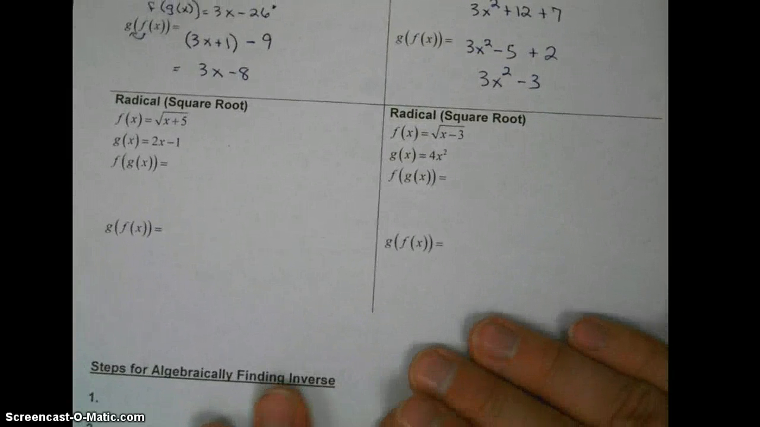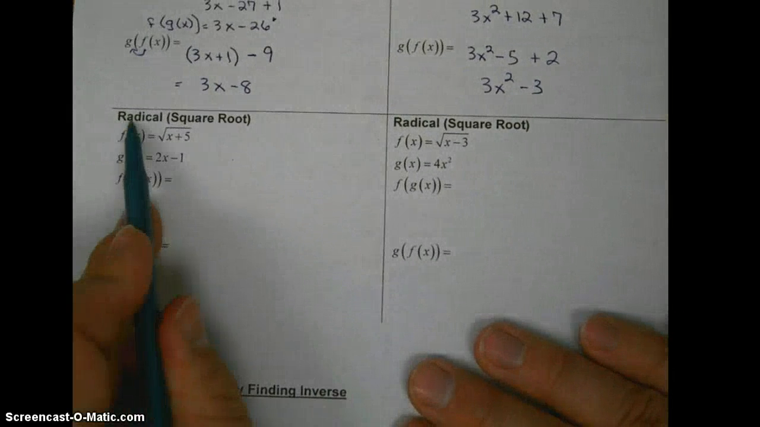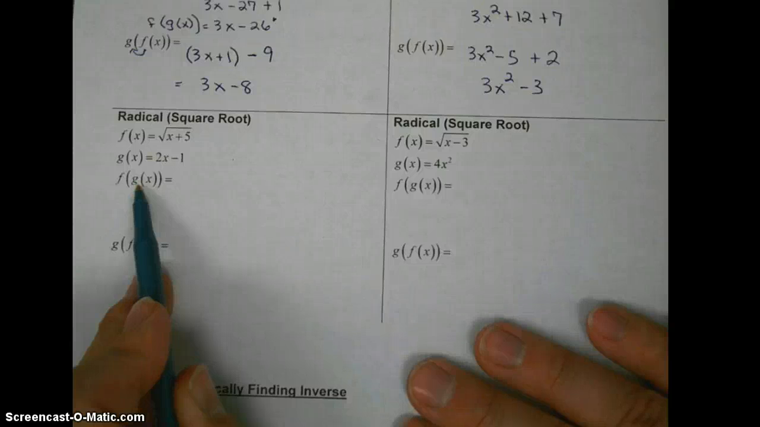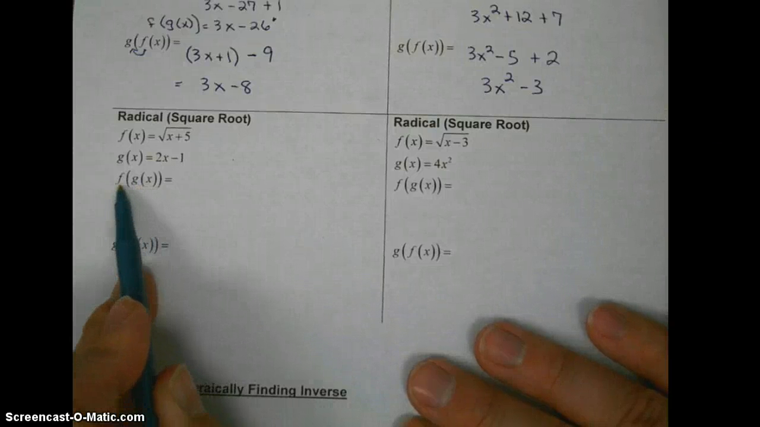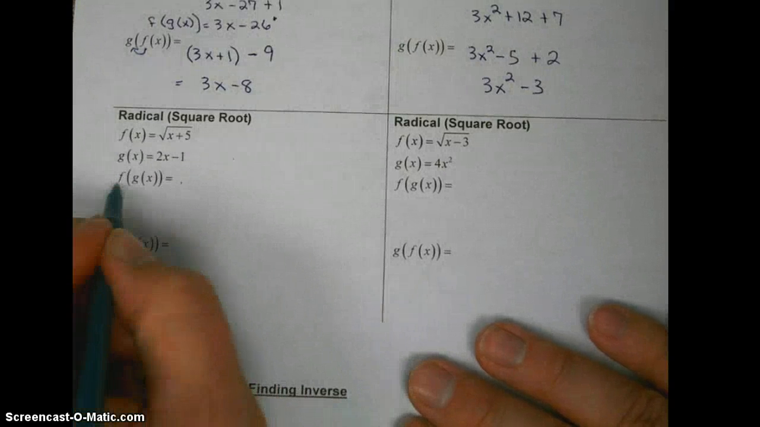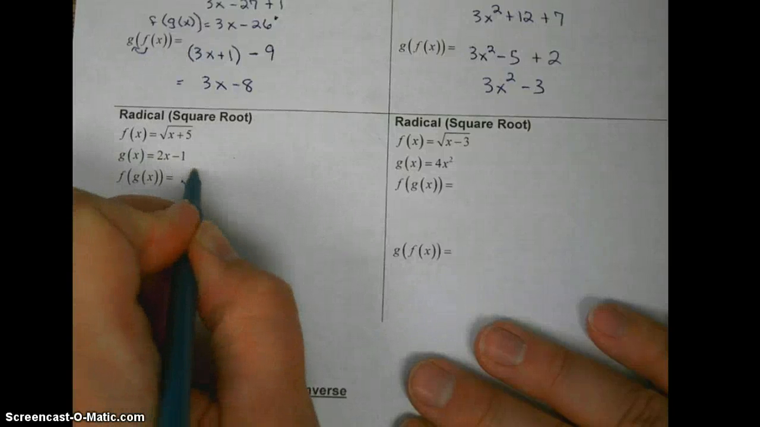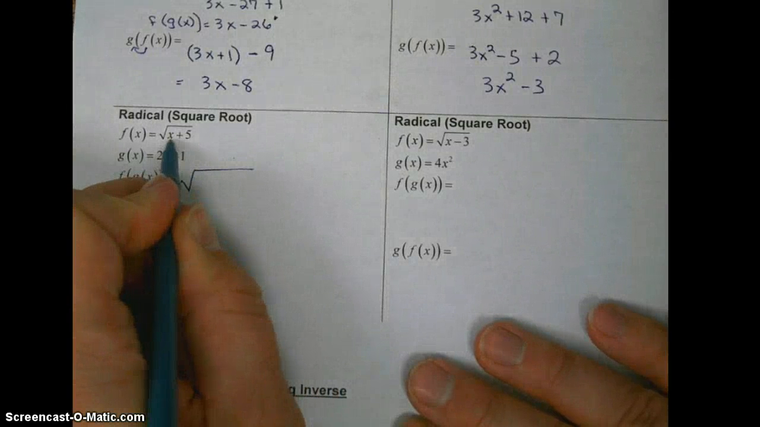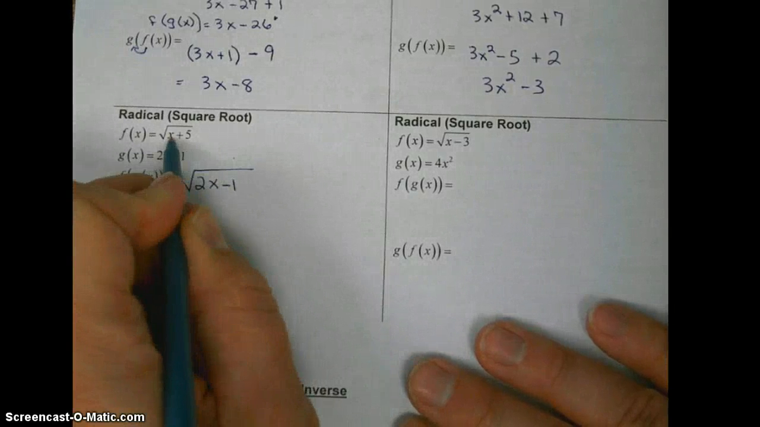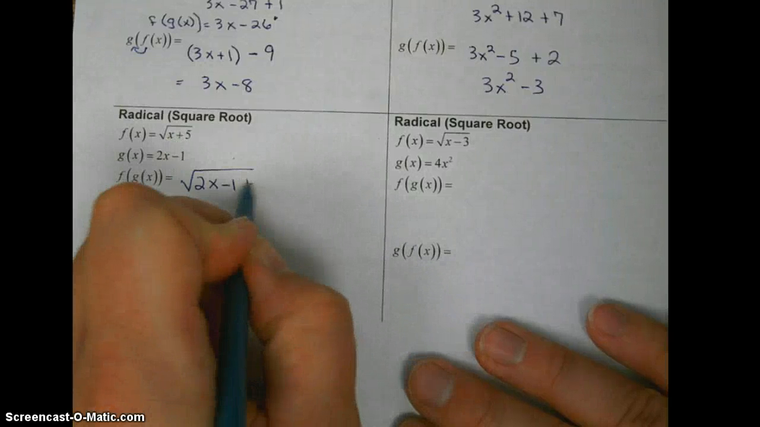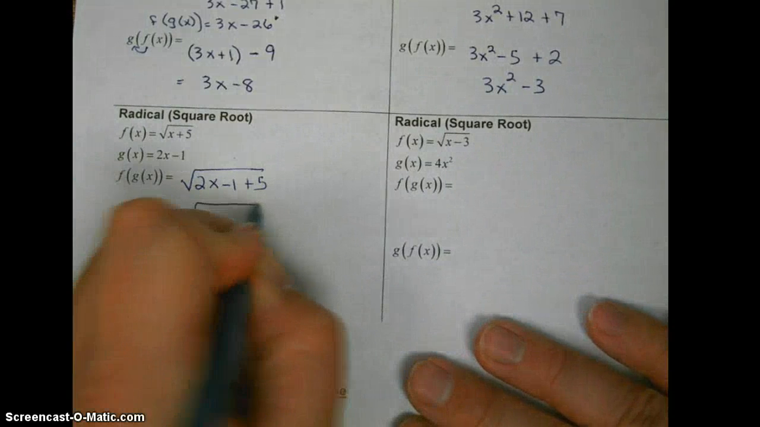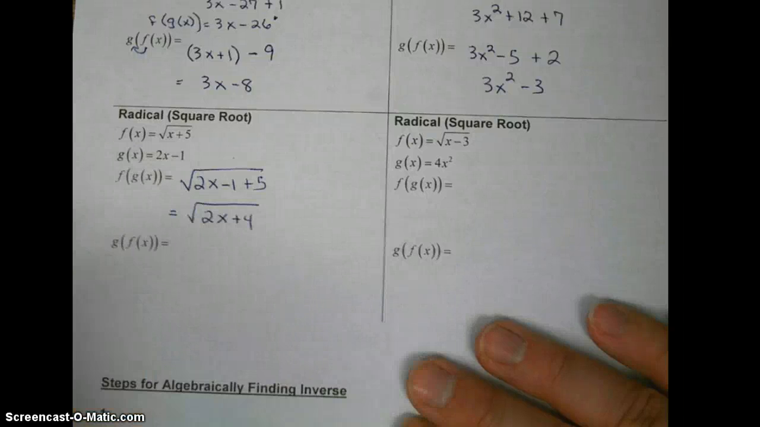Okay, next one. This time we have a radical or square root function and a linear function. And here we have the linear function g going into the square root function. So here we go. Starting with f, we have the square root. Oh, there's an x. What goes in? Correct, 2x minus 1. Keep going. Plus 5. Okay, so we end up with the square root of 2x plus 4 when we simplify.